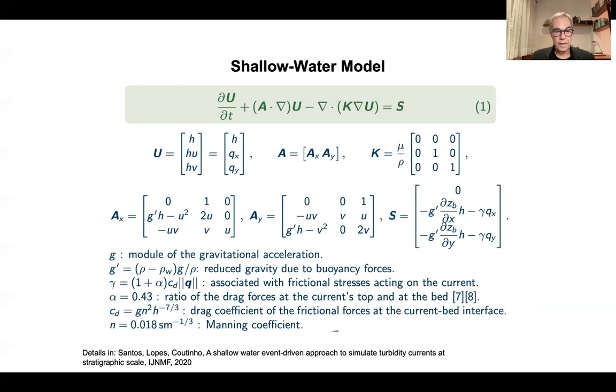and g and g prime. g is the modulus of the gravitational acceleration. g prime is the reduced gravity due to buoyancy, and the other coefficients you can see in the slides. The details are in the paper below.